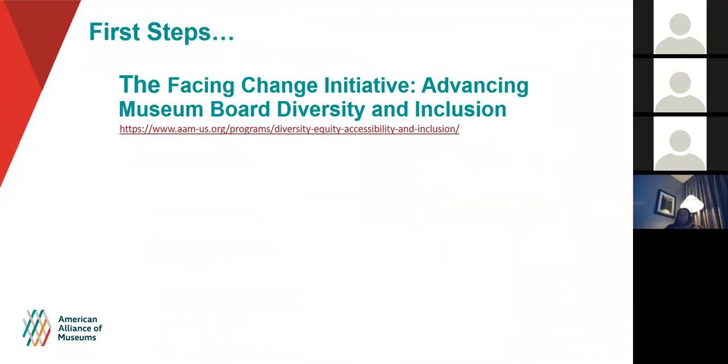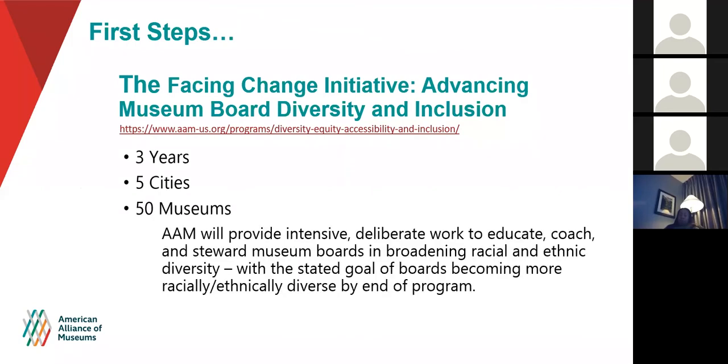And so with that, the American Alliance chose its first steps. Our first steps were to look at what we can do about museum leadership at its highest level, at the level of our board. And so in response to the Facing Change report and the Leading with Intent survey, we have launched the Facing Change Initiative, advancing museum board diversity and inclusion. The program will last for 3 years, specifically targets 5 cities and 50 museums, 10 museums in each of those cities.